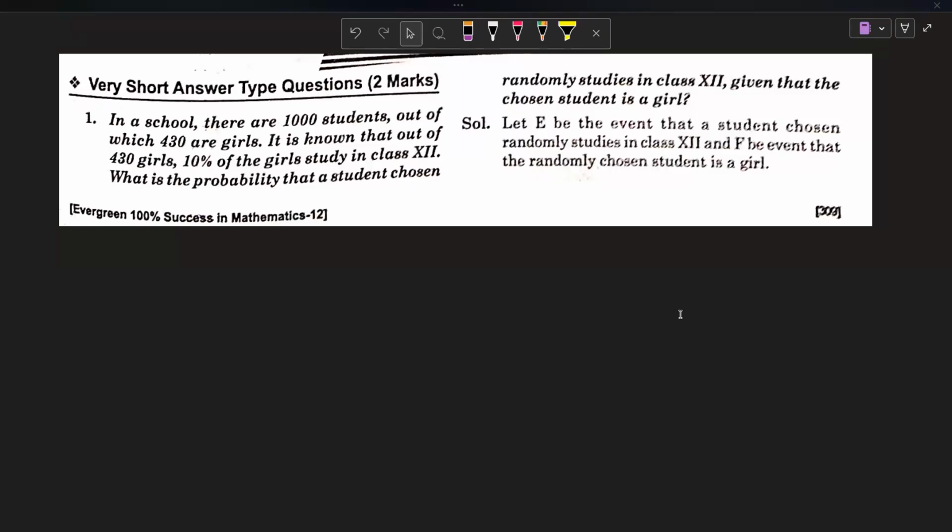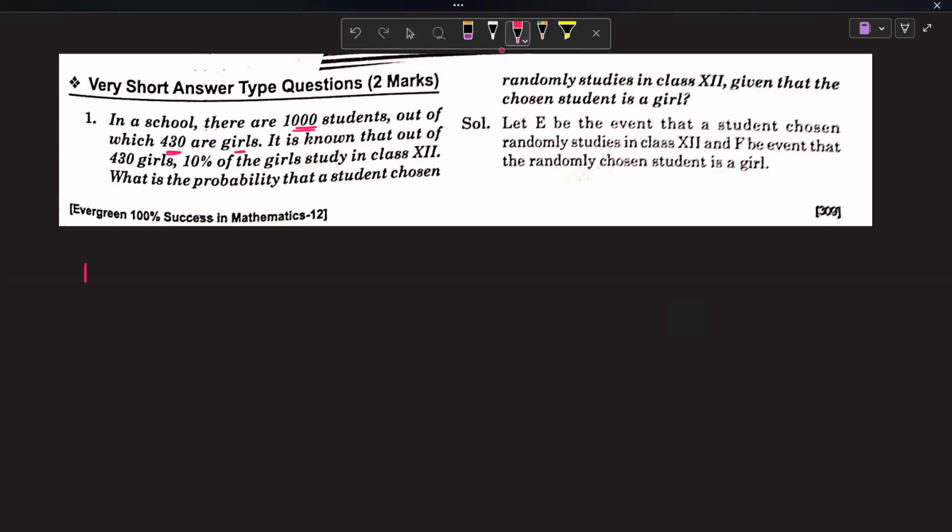Let's check this question. In a school, there are 1,000 students. Out of which 430 are girls. He said only the girls' number. What about the remaining?